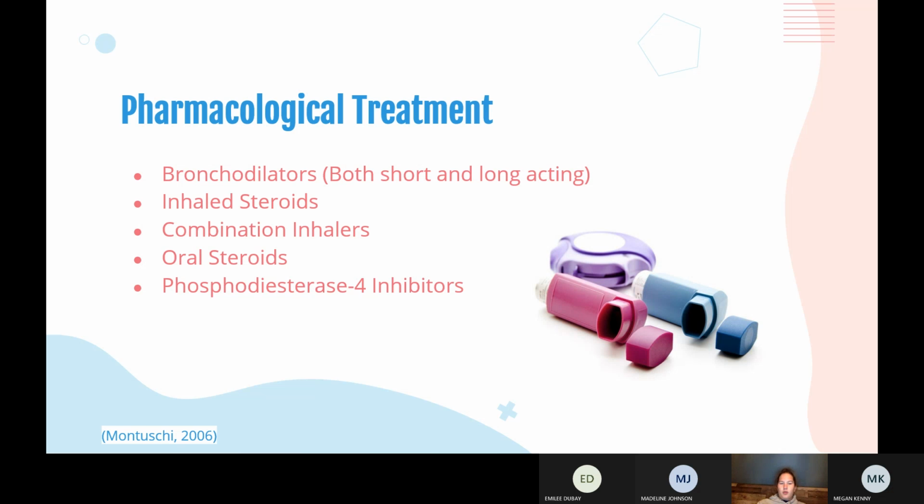Bronchodilators such as albuterol work by causing the muscles around your airways to relax. This can help relieve the coughing and shortness of breath someone experiences with COPD and makes it easier for the person to breathe.